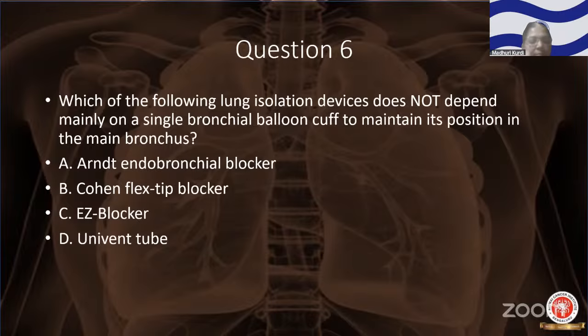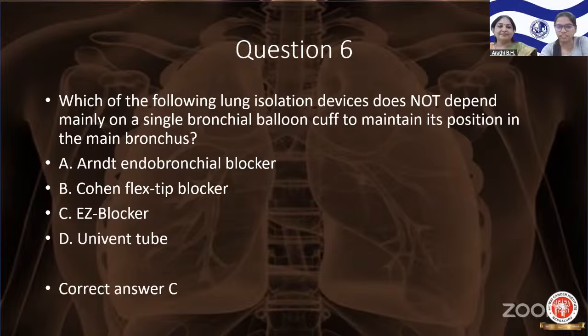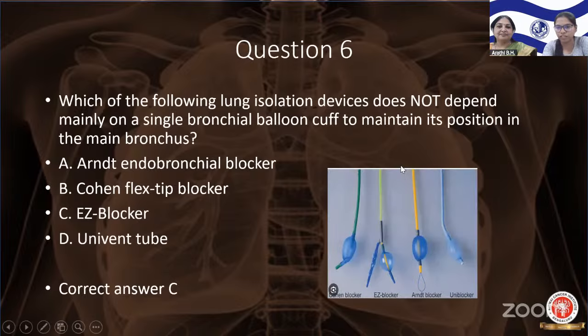Answer. Good. So the answer is EZ blocker. This is a picture where the EZ blocker has two bronchial balloon cuffs. One is for the right side, the other one is for the left side.